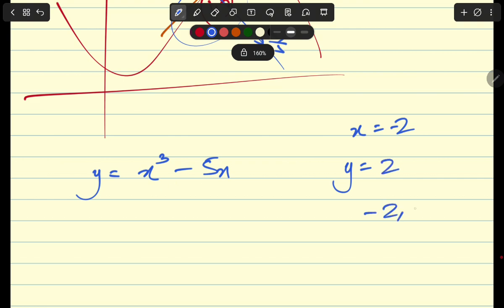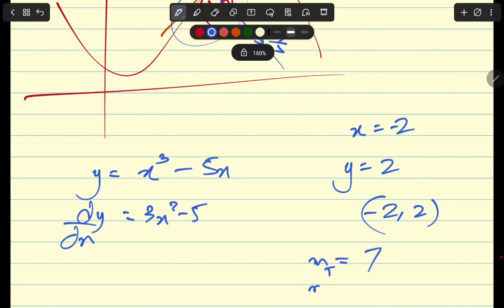So the coordinate is negative 2 comma 2, and dy by dx is going to be equal to 3x squared minus 5. Put x equal to negative 2, so 4 times 3 is 12, minus 5 is 7. So dy by dx is 7. So this is the gradient of the tangent. The gradient of the normal is going to be equal to negative 1 over 7.